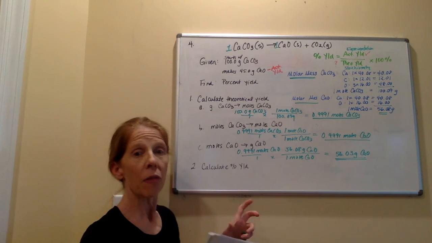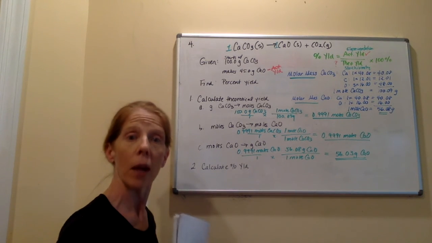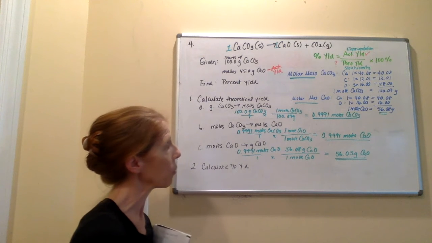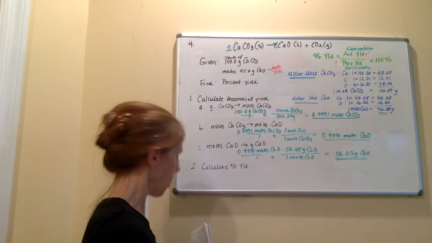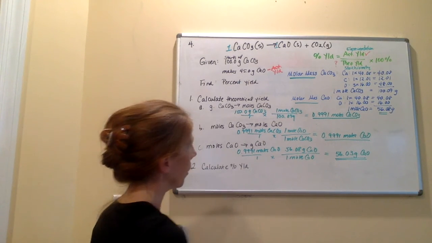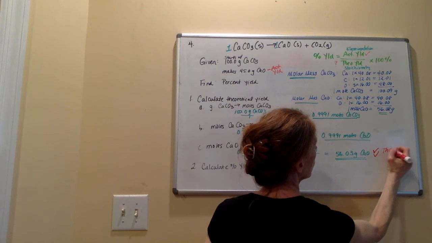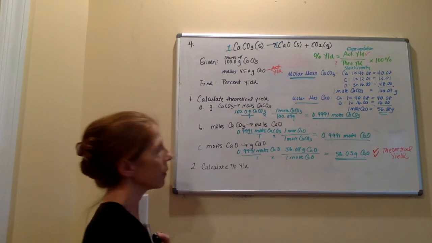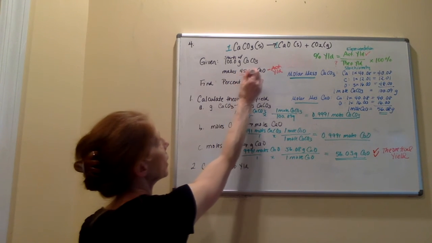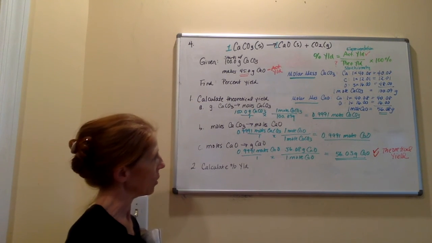If my yield is perfect, theoretically I would get 56.03 grams. That is my theoretical yield. I'm trying to find a pen that's the right color to mark that. Here we go. So this here is my theoretical yield. That's what I should produce. Now I'm going to take the actual yield, which they gave me up here, compare that to my theoretical yield, and multiply that by 100. Let's go ahead and do that now.